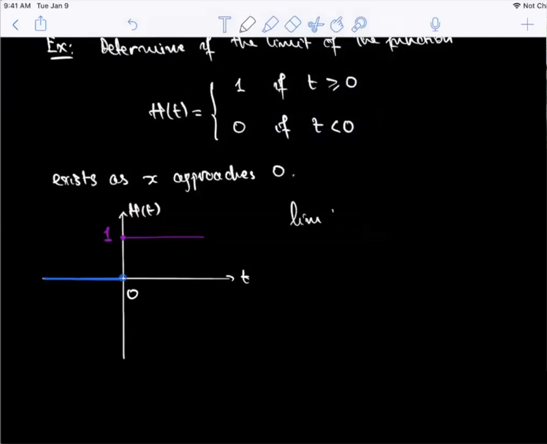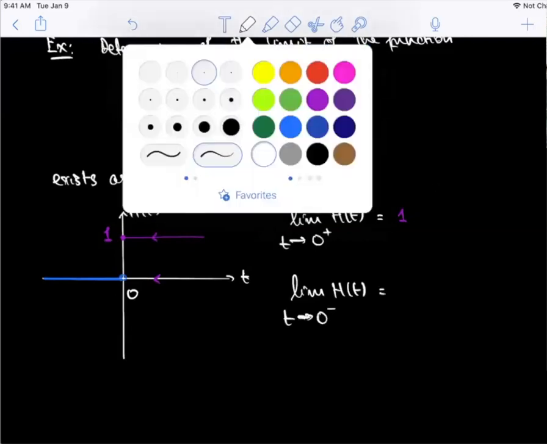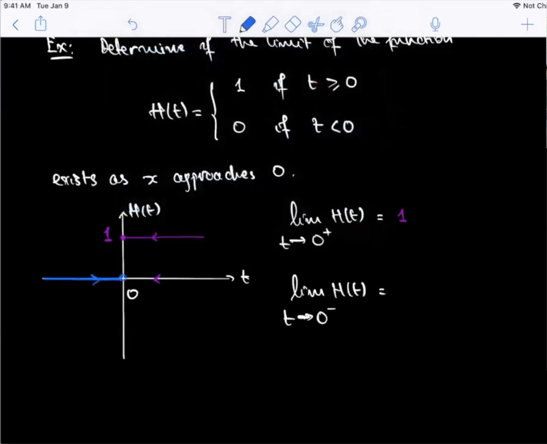The limit of H of t as t approaches 0 from the right: the function is going to approach 1. So that's why I'm saying that the limit of H of t as t goes to 0 from the right is equal to 1. Now, what about the limit of H of t as t goes to 0 from the left? What do we have? As t approaches 0 from the left, the function also approaches 0.